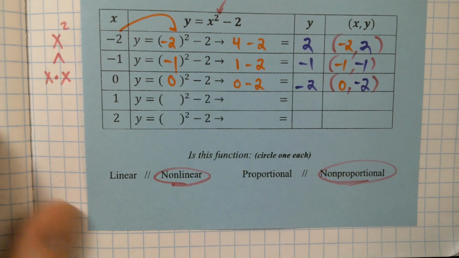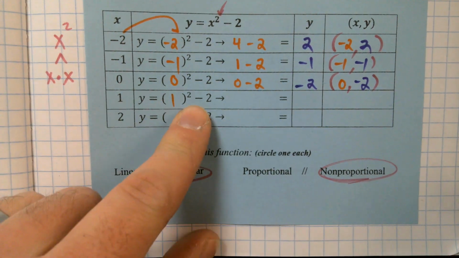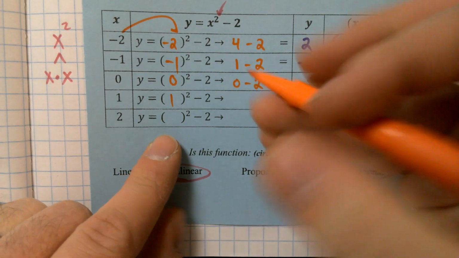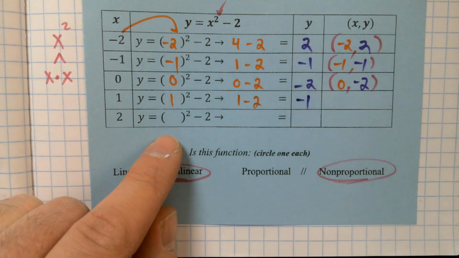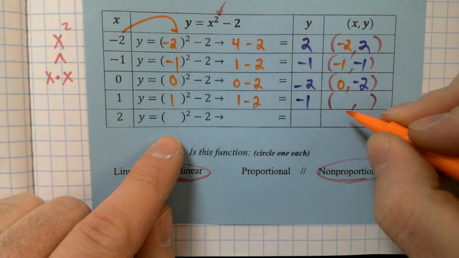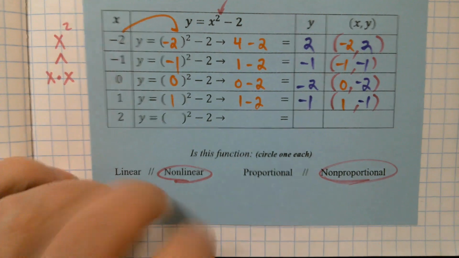What am I going to plug in now? Positive 1. What is 1 squared? Is that 1 times 2? That gives me 2, right? No, 1 times 1. That gives me 1. And 1 minus 2 is negative 1. 1 comma negative 1.